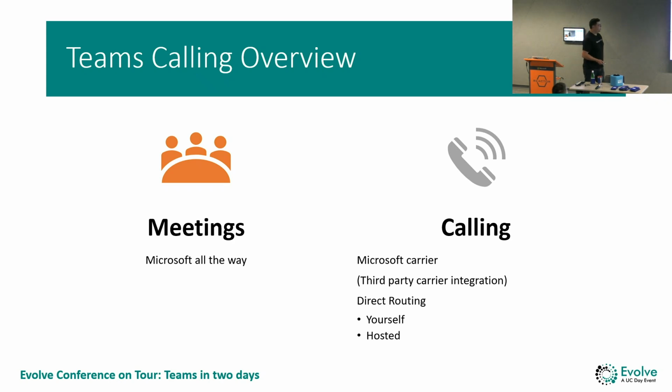On the calling side, you've got 2 choices. You can either have Microsoft as the carrier, and you buy your numbers from them or you port your numbers to them. And there's a little asterisk there. There are 2 locations around the world where that's slightly different.